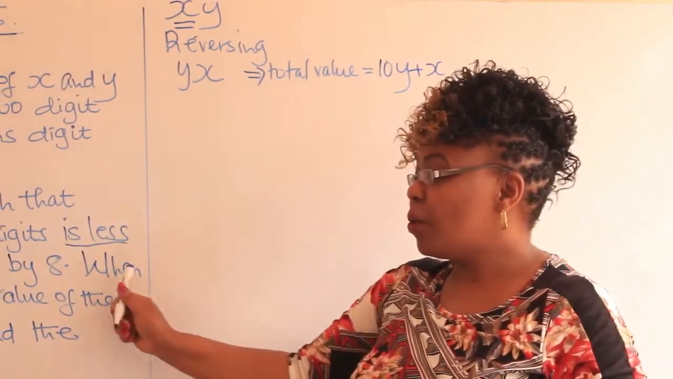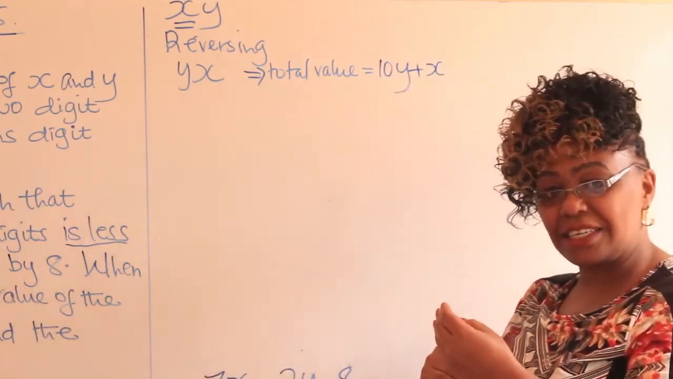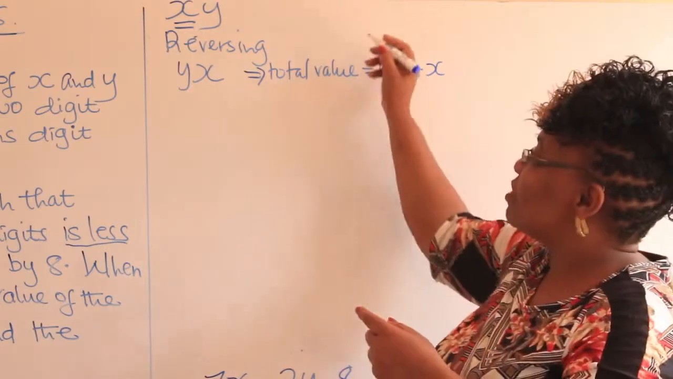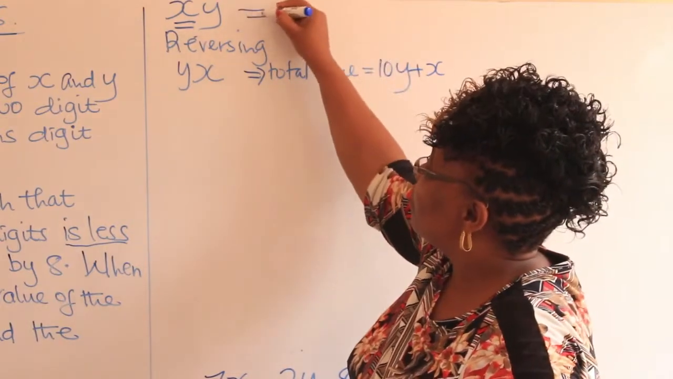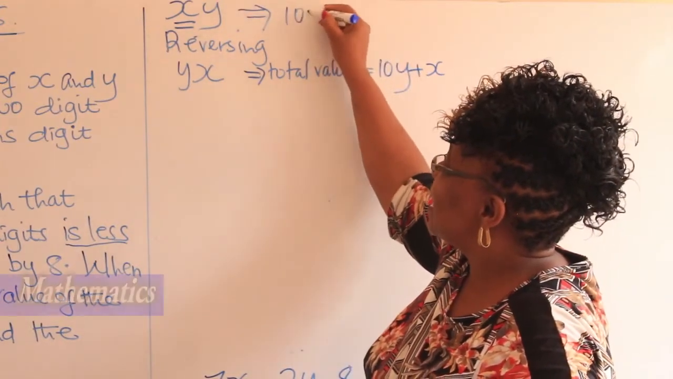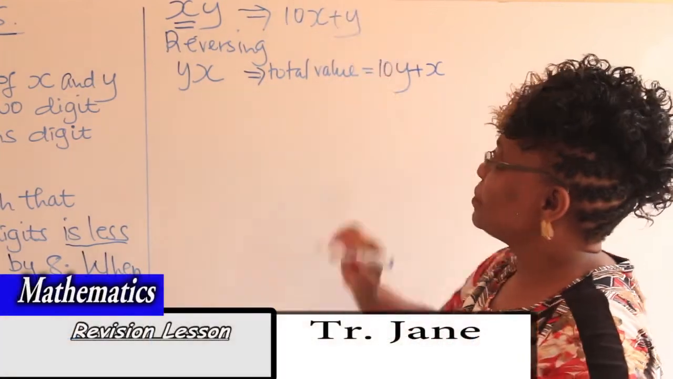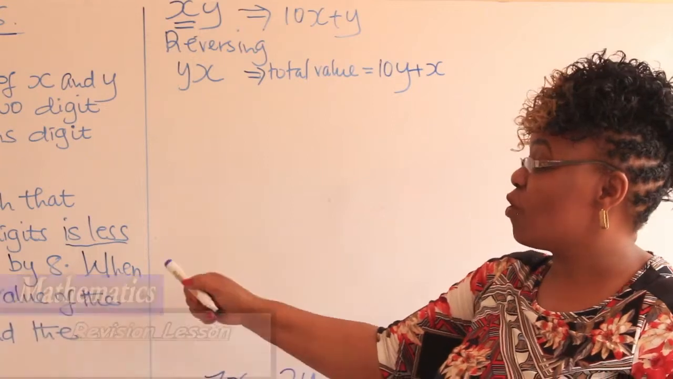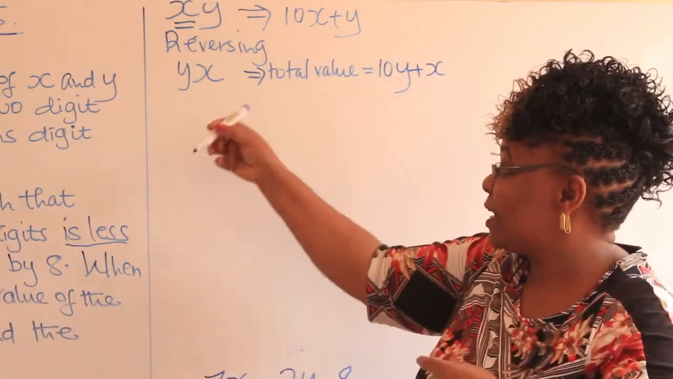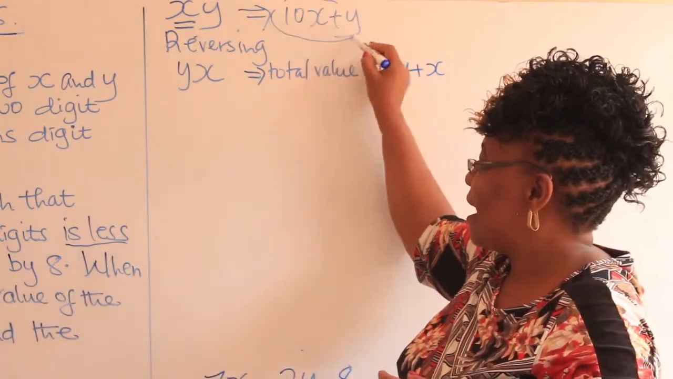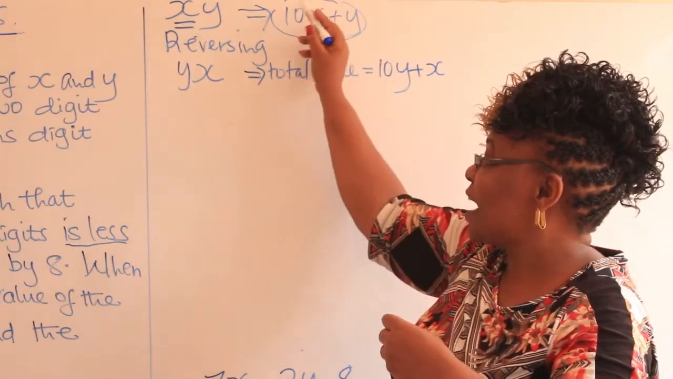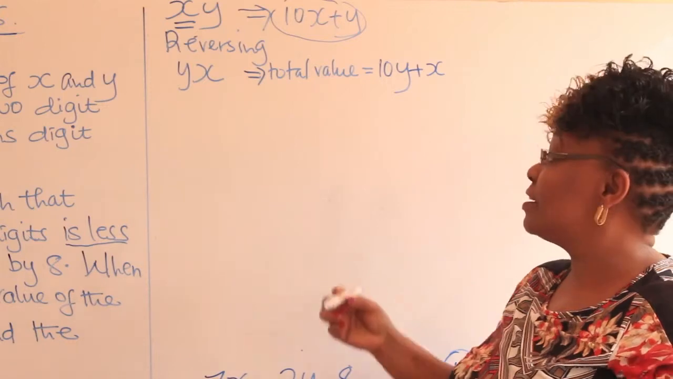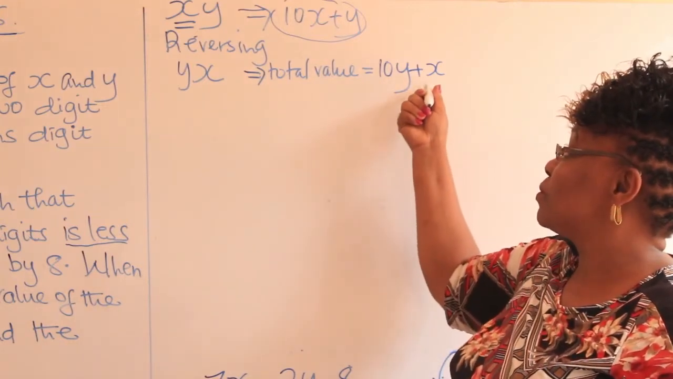So we are told, when the digits are reversed, the original value of the number was 10x plus y. When the digits are reversed, the value of the number increases by 9. This value increases by 9 as it forms this one.